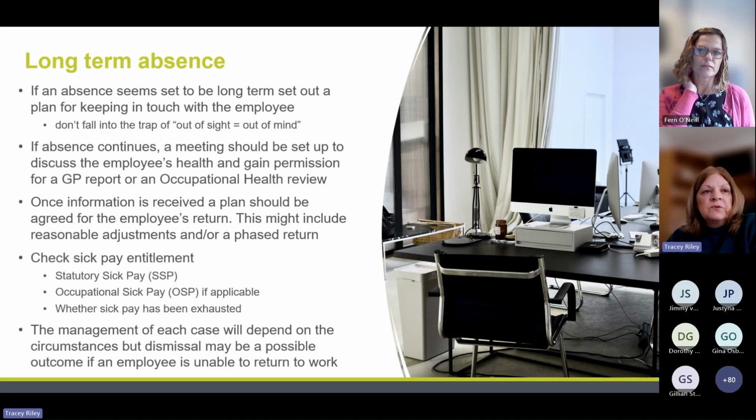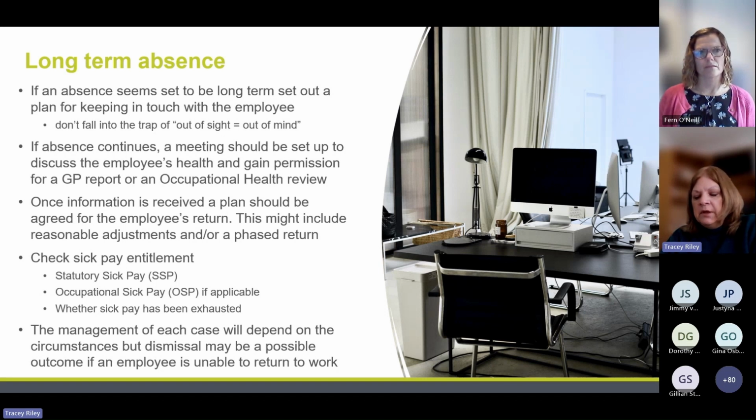Once that report has been received, you then might be able to plan for the employee's return, and that might include looking at reasonable adjustments or a phased return to work. So a phased return would be an amendment to hours, it could be an amendment to duties, it could be both. So generally you would ramp up the hours that the person works so that they're not coming straight back in full time if they've been off for a long period. Gives them a bit more chance to adjust.